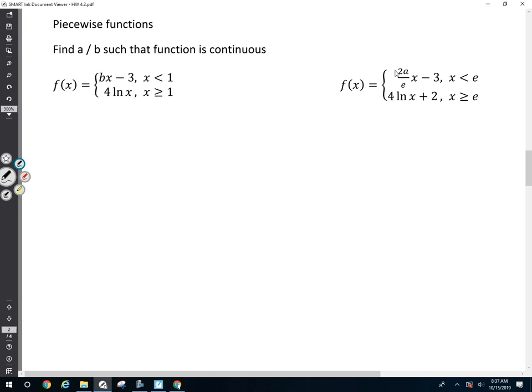Now to some piecewise functions. So for these first two, we're making sure that the function is continuous. So the first piece just needs to meet up with the second piece, where the first piece stops using x's when the second piece starts using x's. So we're focusing at 1. My first guy at 1 needs to equal my second guy at 1. b minus 3 equals 4 log 1. The log of 1, you need to know, is 0. b equals 3. Not bad.